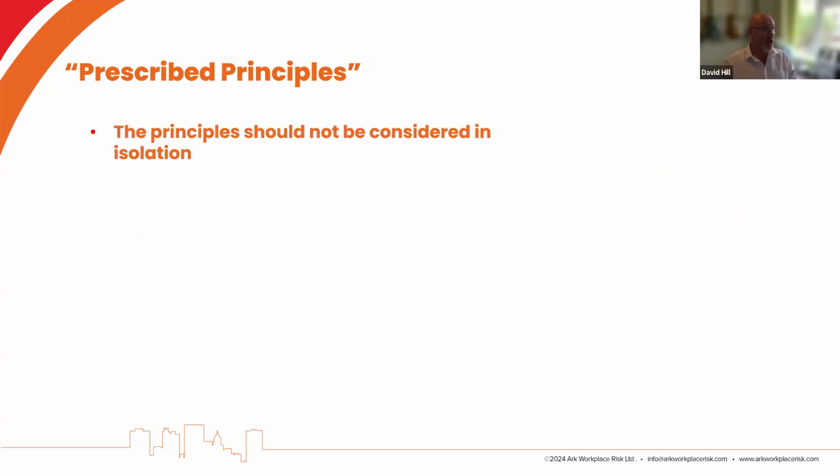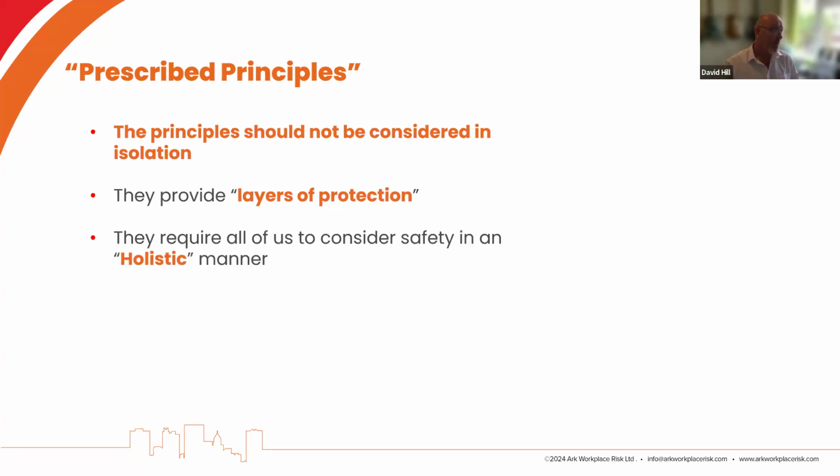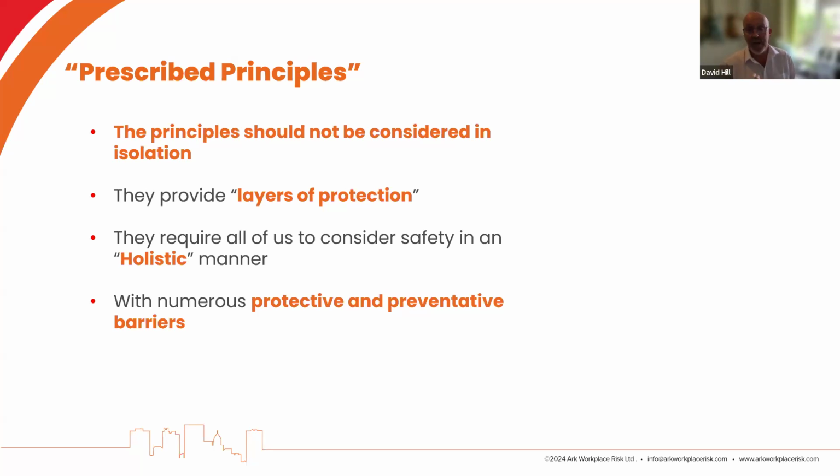So competence is key. The last thing I wanted to mention is that the principles cannot be delivered or considered in isolation. It's really important that we see this as a series of layers of protection. We cannot just deal with one rather than the other. We have to look at this whole process on a much more holistic basis. There are different barriers and layers of protection that need to be considered. That holistic approach is really key if we're going to get an improvement in fire risk and fire risk management as a whole. And as I said, with those numerous preventative and protective barriers, it is essential that we look at all fire safety risks. And that is where Section 157 is pushing us all to.